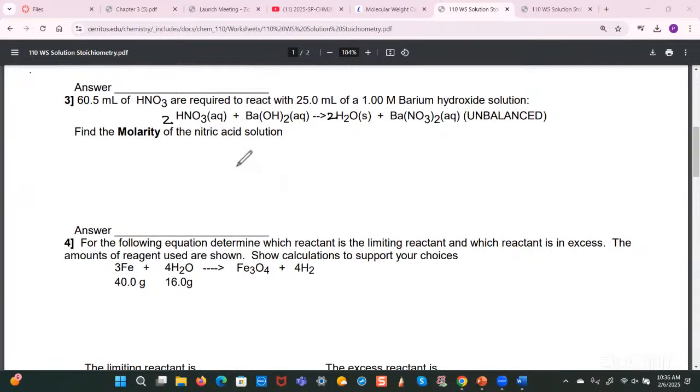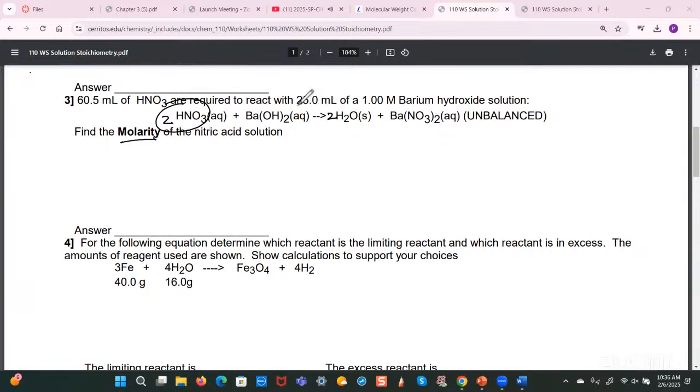So that's the first step. So now we need to do the math part of it. The question is asking for us to find the molarity of the nitric acid, right? They gave us the volume of the nitric acid. So if they gave you the volume of the nitric acid, the only other thing you need to find is the moles to find the molarity.